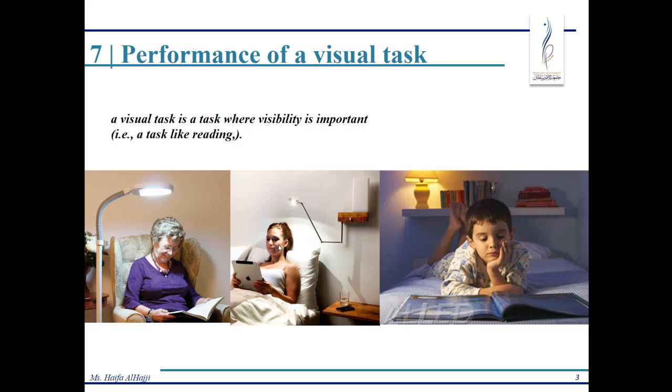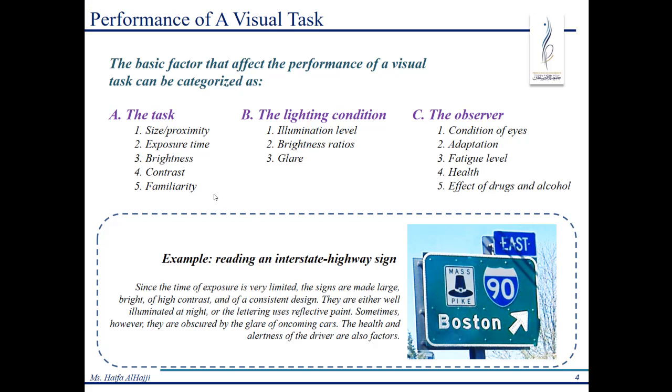and also we need to be alert and not tired so we can see correctly. So as we can see, we have three factors that can be divided into three categories. We have the task itself, the lighting condition, and the observer. Each one of them has certain characteristics or properties that determine the performance of that visual task, whether it's a good visual task, and whether we're going to achieve the reading we want or not.